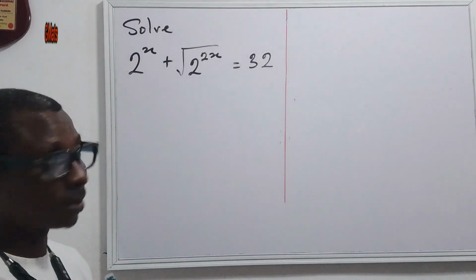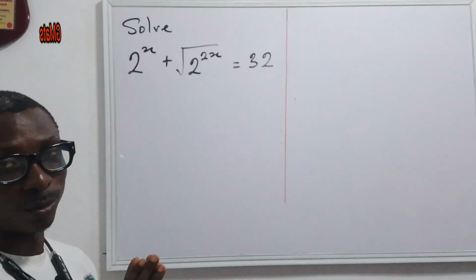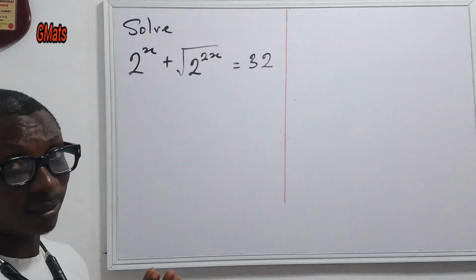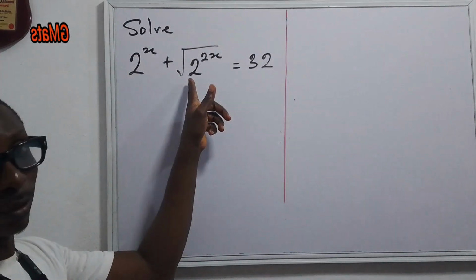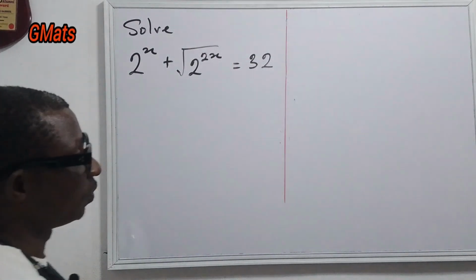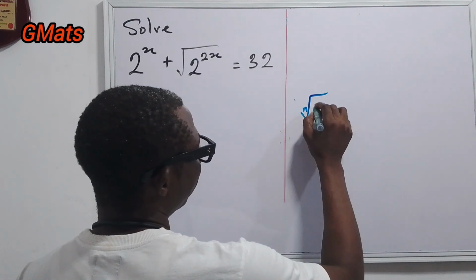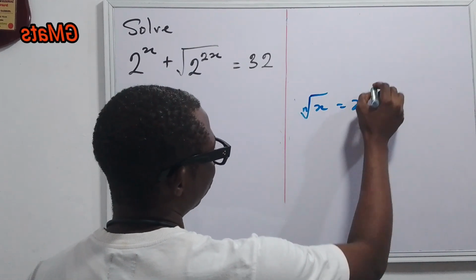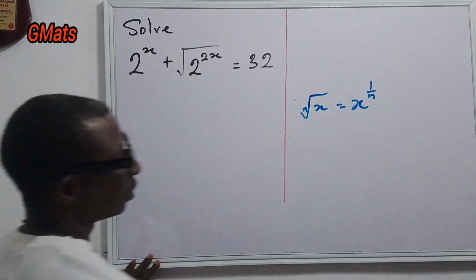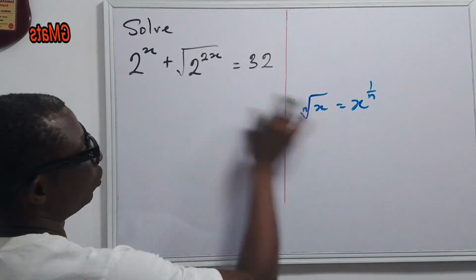2 raised to the power of x plus square root of 2 raised to the power of 2x equals 32. Now this question looks as if it's hard. No. All you just need to do is work on this. I'm going to be making use of this exponential rule: the nth root of x equals x raised to the power of 1 over n. Okay, so that is what we need to use for this.